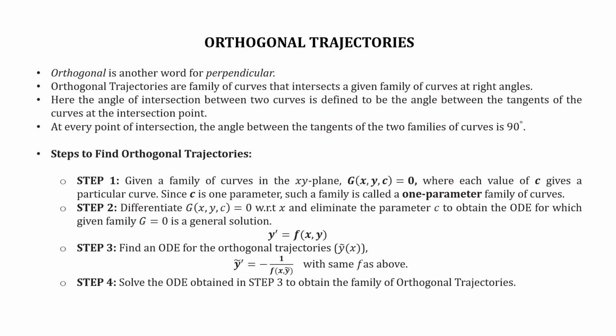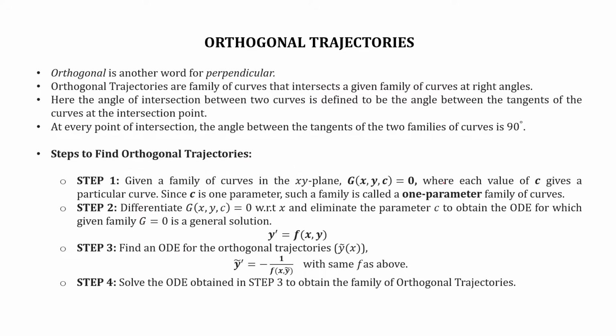In this chapter, we are going to learn what orthogonal trajectories are and how to find them. Orthogonal trajectories are very important in mathematics and physics. Basically, the word orthogonal means perpendicular. Orthogonal trajectories are a family of curves that intersects a given family of curves at right angles.